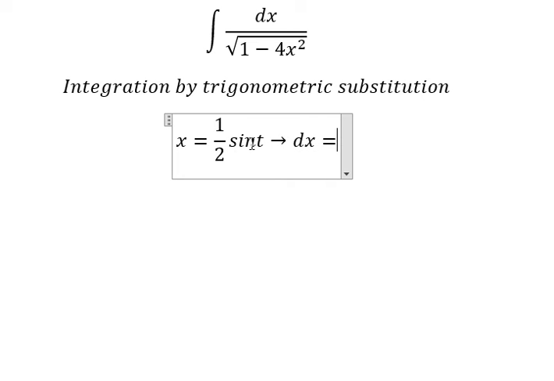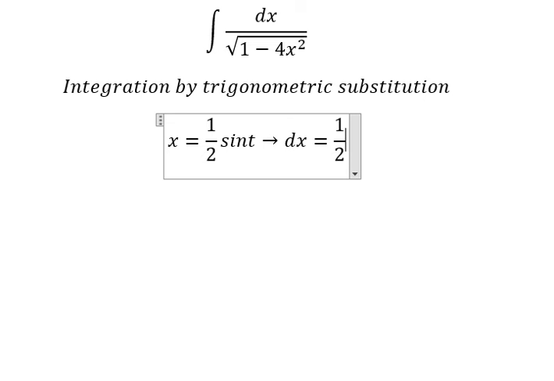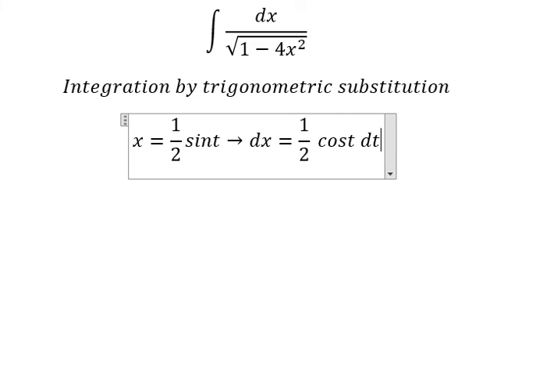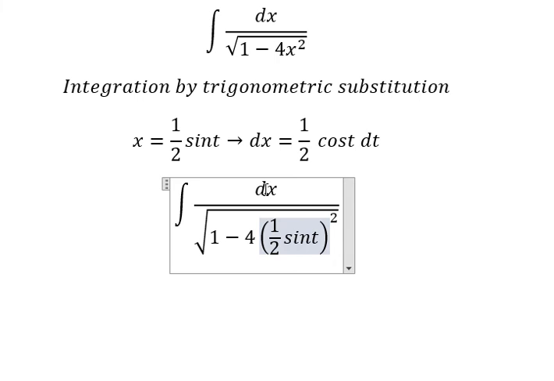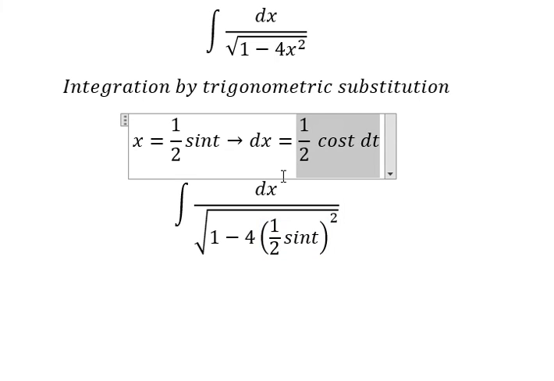We do the first derivative for both sides, and you get 1 over 2 cosine t dt. So I will put this one going here. ds we change by this one.